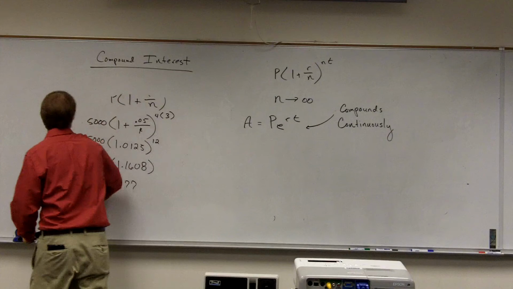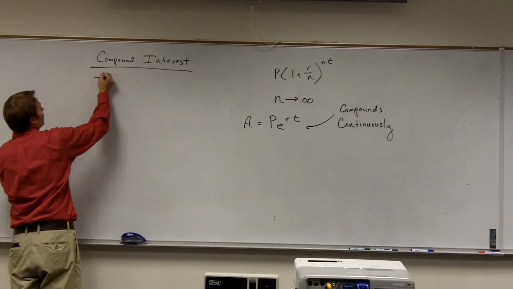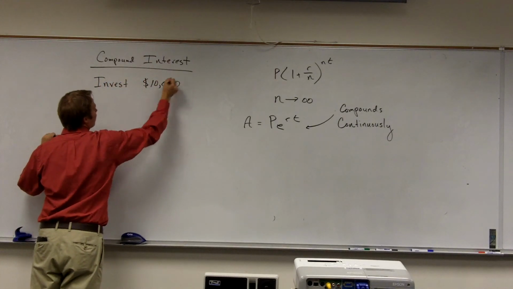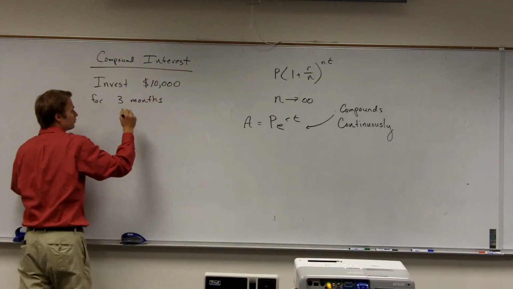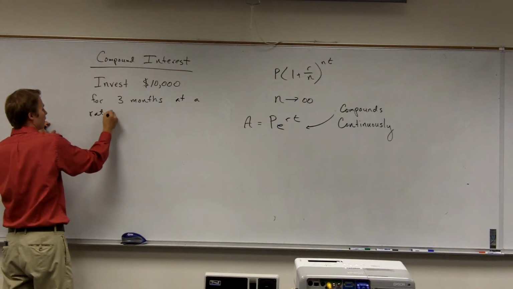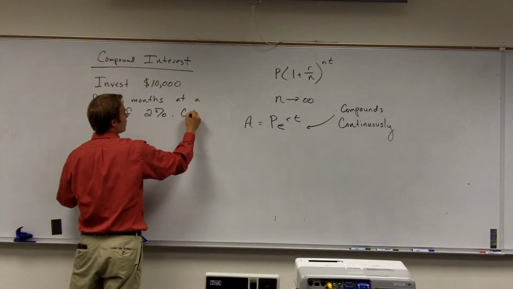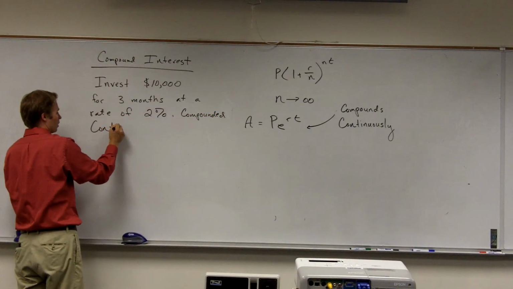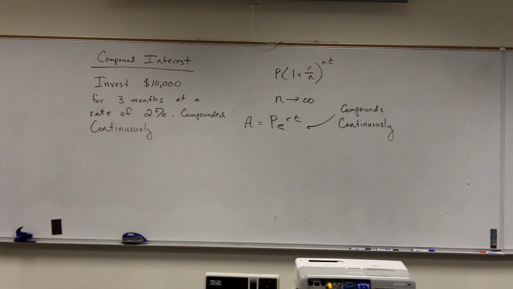So, for example, I'm going to invest in the bank, and I'm going to invest $10,000 for 3 months at a rate of 2%, and I know that it's compounded continuously. How much is going to be in the account?